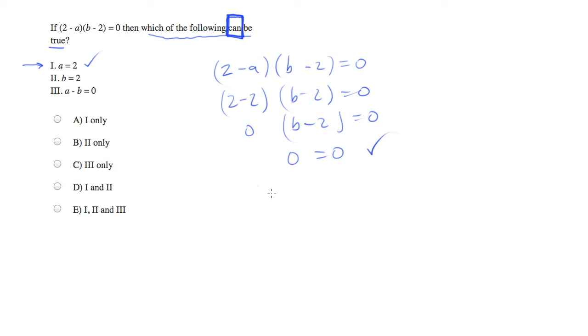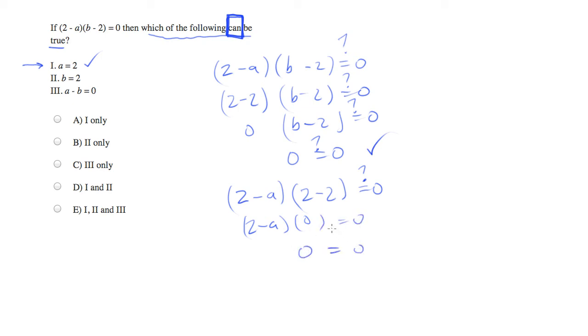Let's check b. Let's do 2 minus a times b minus 2 equals 0. And all of these are question marks, actually. So if b is equal to 2, is the equation equal to 0? And we'll end up with 2 minus a times 0 equals 0, which is, again, 0 equals 0. Is that true? Yes. It's always true. Not only could it be true, it's always true.